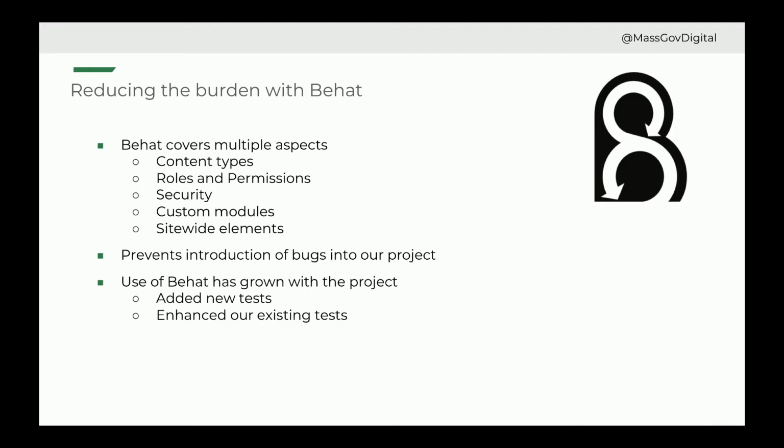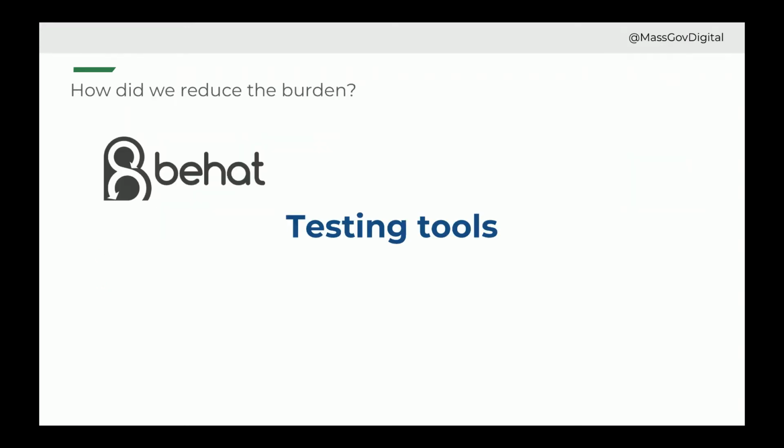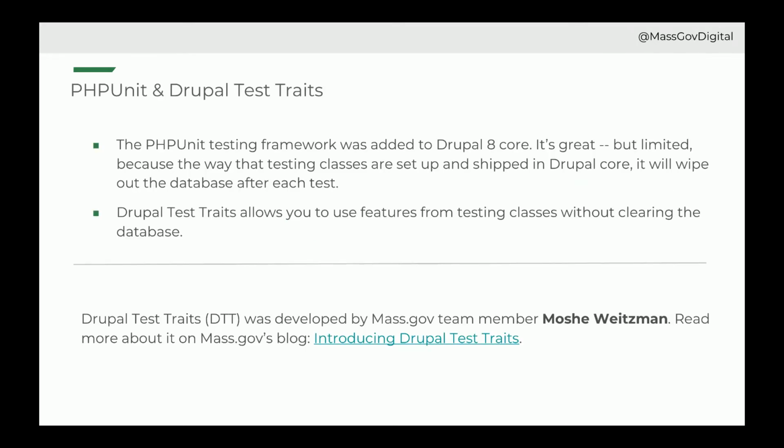But it wasn't good enough for us. And because of that, we needed to add something else. And that something else was PHPUnit and Drupal Test Traits. Now, PHPUnit and Drupal Test Traits, I'm just going to call it DTT from now on.